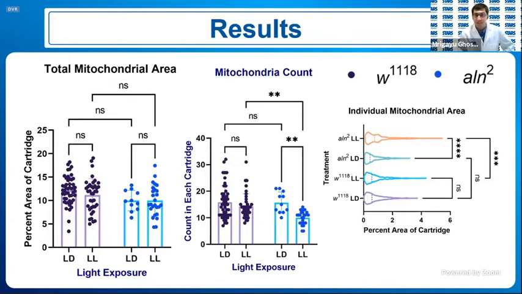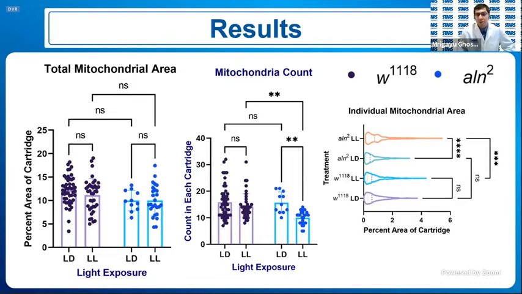And when keeping LL constant, we see that the all-nighter mutant has significantly less mitochondria per cartridge than the wild type. And because the total mitochondrial area didn't change, but the count did, we would expect that the individual area has to change. Otherwise, that wouldn't make sense, right?